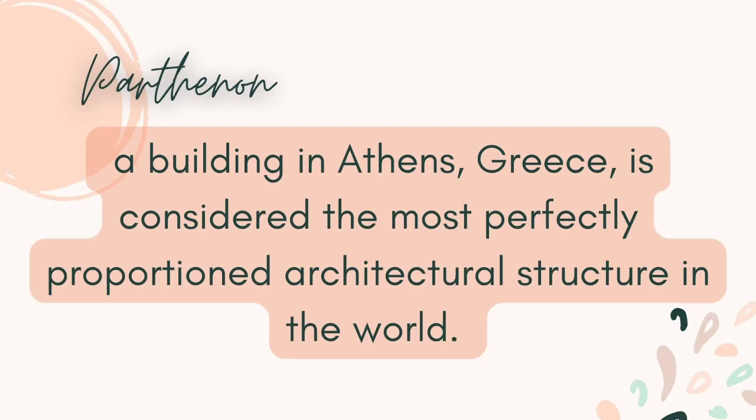The Parthenon. The Parthenon is a building in Athens, Greece. It's considered the most perfectly proportioned architectural structure in the world. So the Parthenon is one of the examples of proportioned architecture in the world.